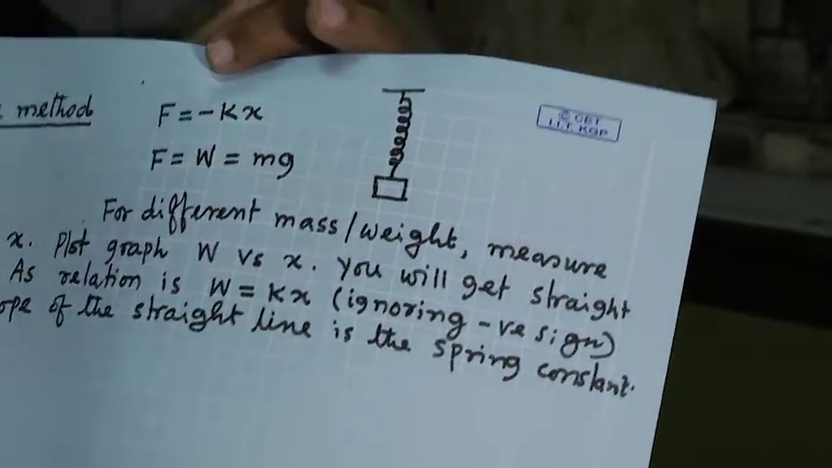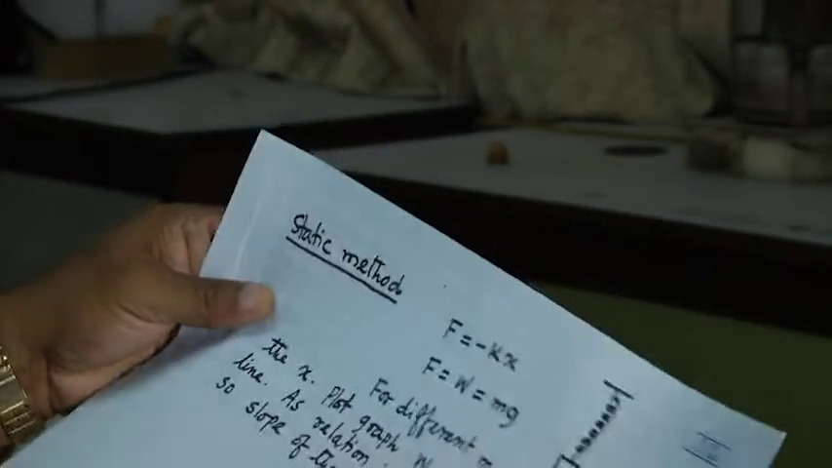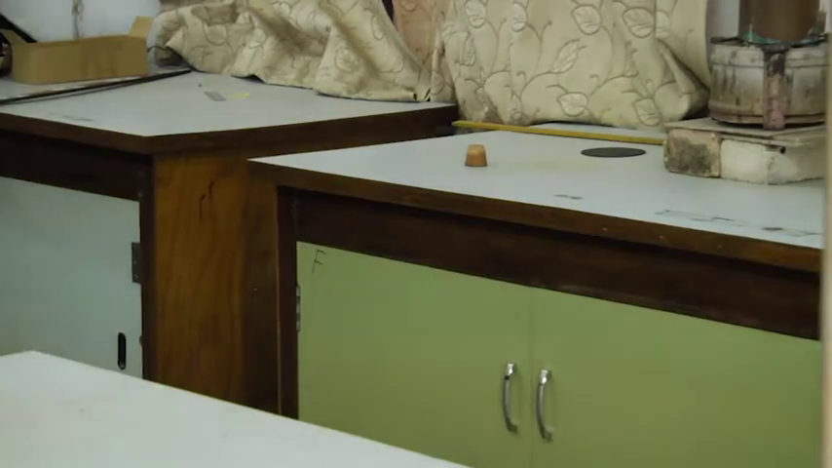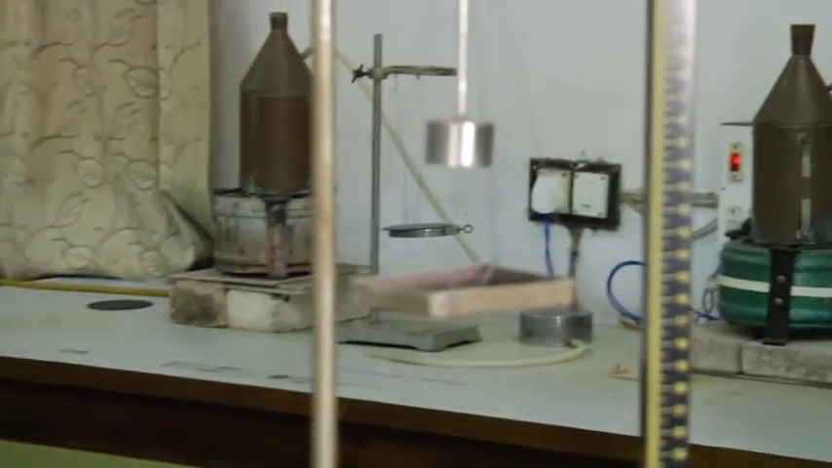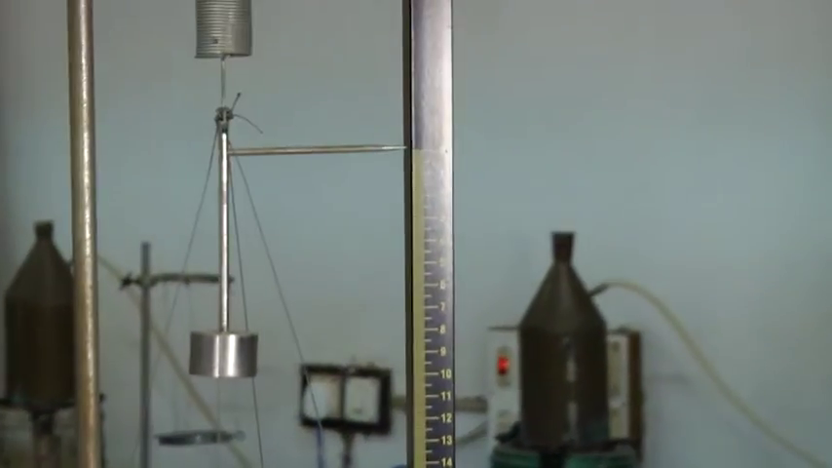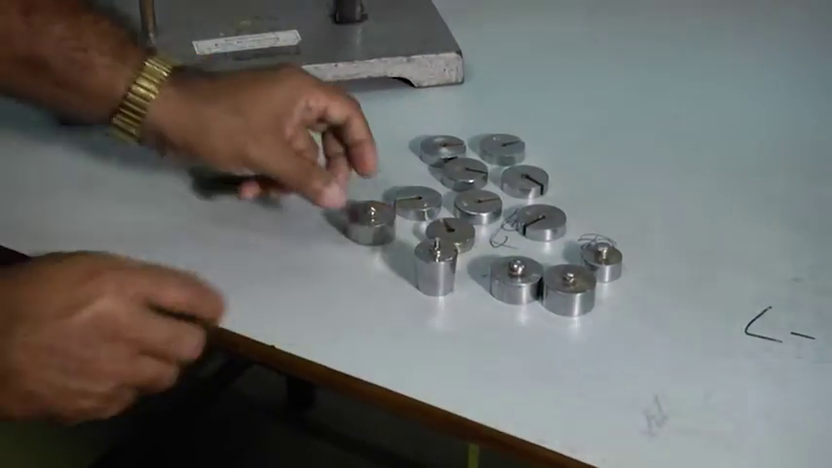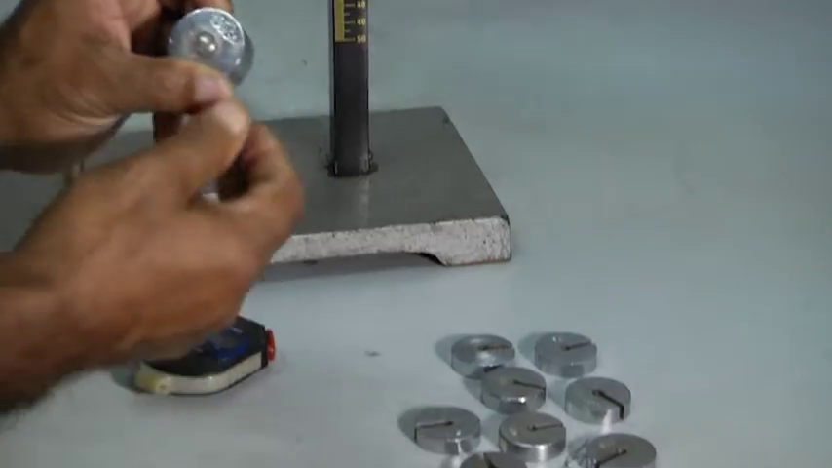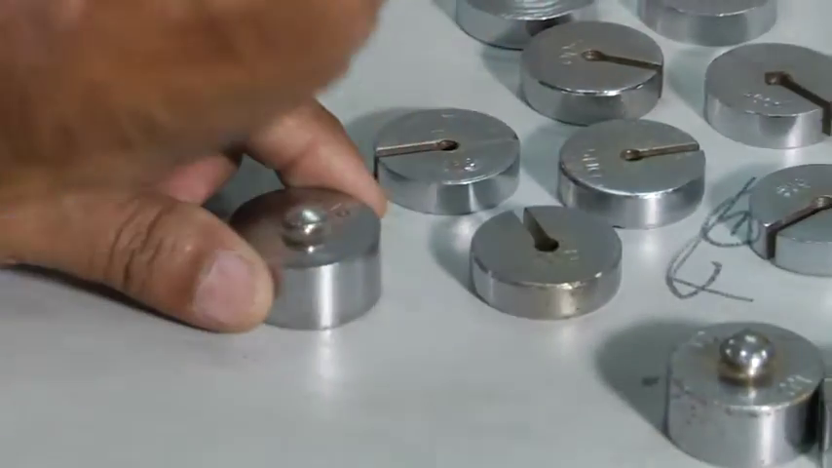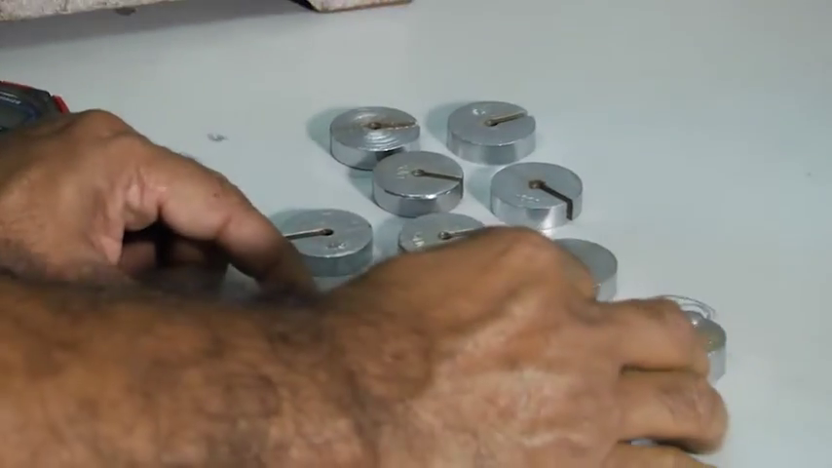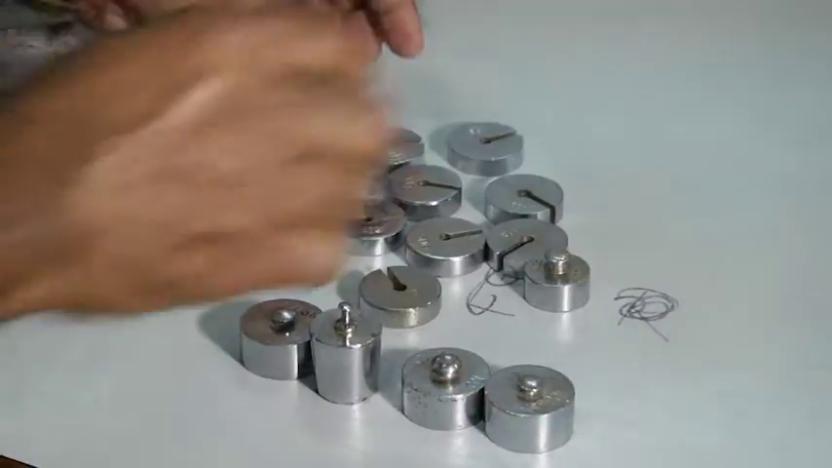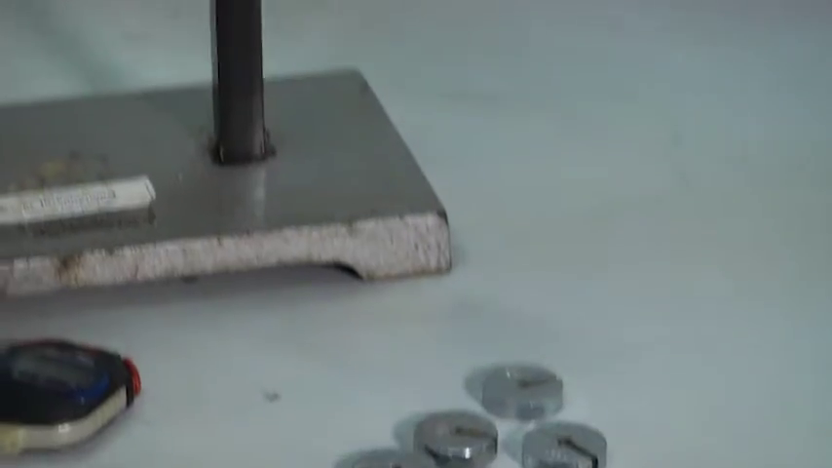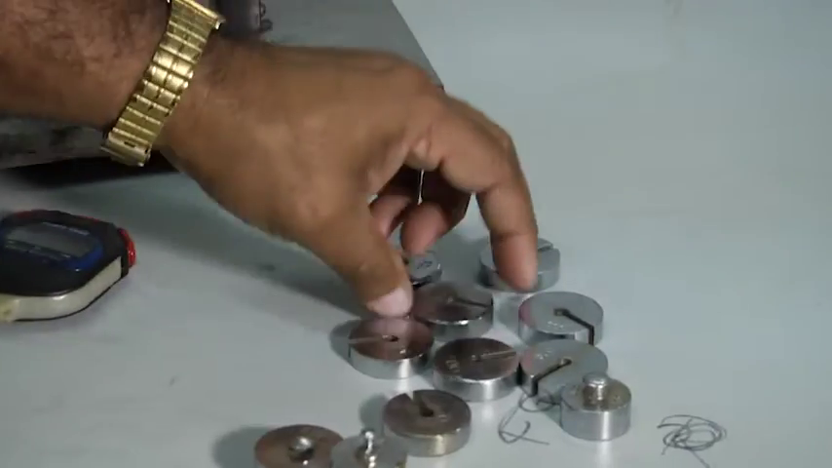I will now show you how we will measure the elongation for different masses. I have the masses here. This is a 100 gram mass, and this is also 100 grams. The rest of the mass is 50 grams.